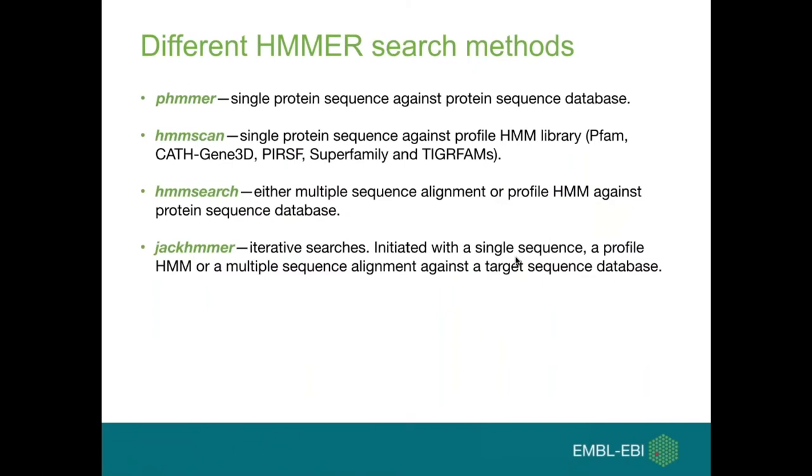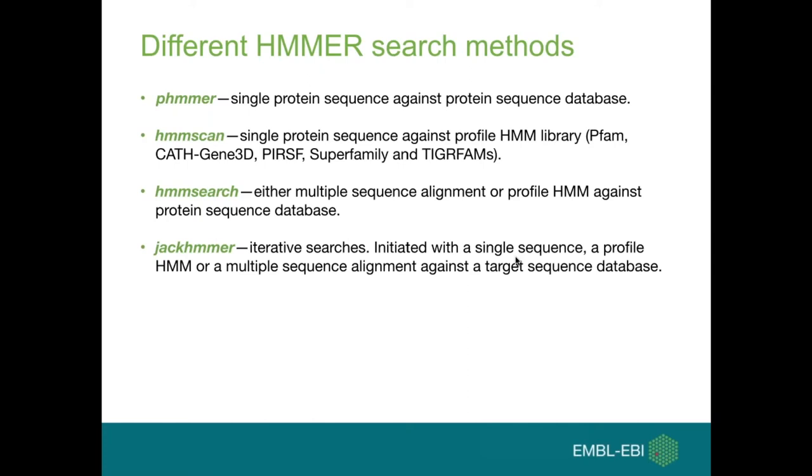So going back to HMMER, there are four different algorithms within the HMMER suite. There's an algorithm called pHMMER, which takes a single sequence and searches against a protein sequence database. Now, the sensitivity of this is not much better or different to BLAST because you don't have the information from multiple sequences. It's the other algorithms that use this additional information. hmmscan allows you to take a single protein sequence and query that against a collection of profile hidden Markov models, such as those generated by protein family databases such as Pfam. And so that can annotate the domains on a sequence.